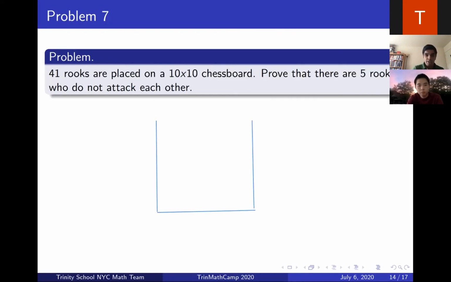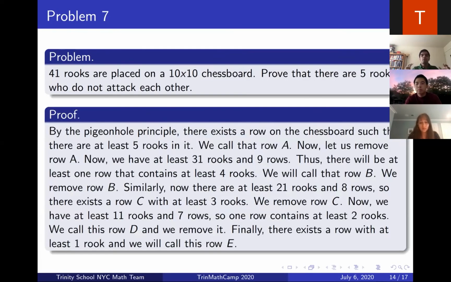And what a rook does is a rook can move horizontally and vertically. And so essentially we're trying to show that wherever we place these 41 rooks, we'll always be able to identify 5 rooks that don't attack each other. The overarching branch of this proof is that we're trying to construct 5 rooks that do not attack each other. So the whole idea is that none of these rooks will be in the same row or column.